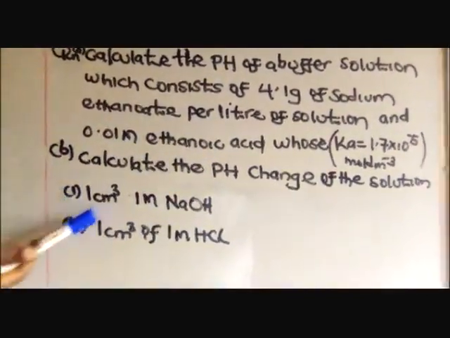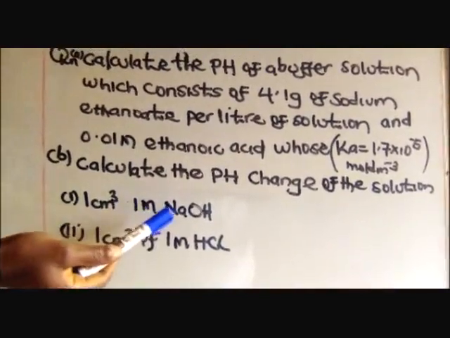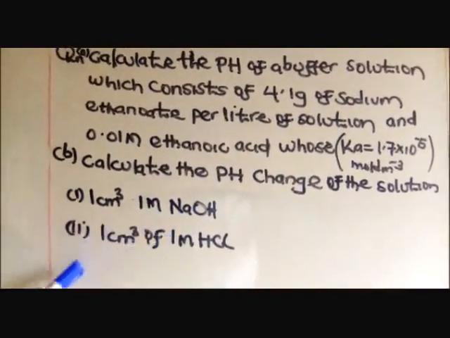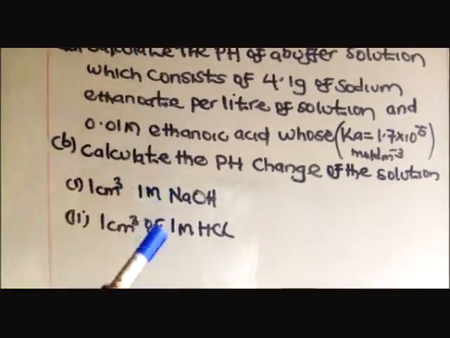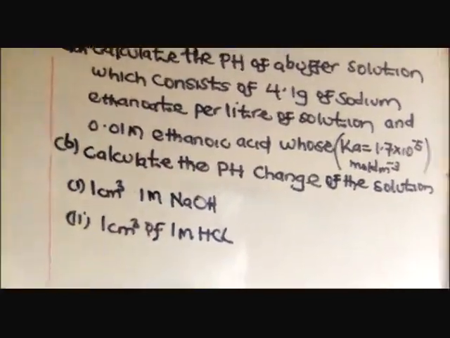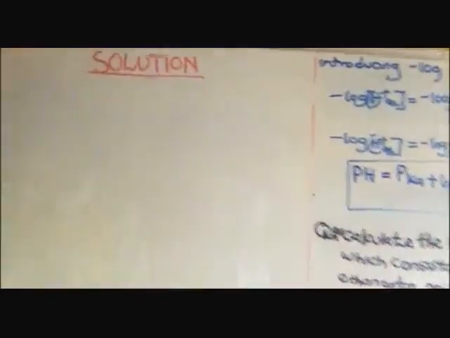Roman 1, if 1 cubic centimeter of 1 molar sodium hydroxide was added. Roman 2, if 1 cubic centimeter of 1 molar HCl was added. Now let us find the solution. Let us try to get the solution for part A.